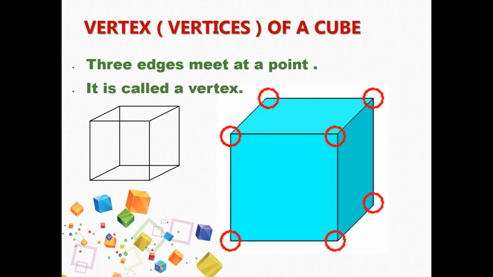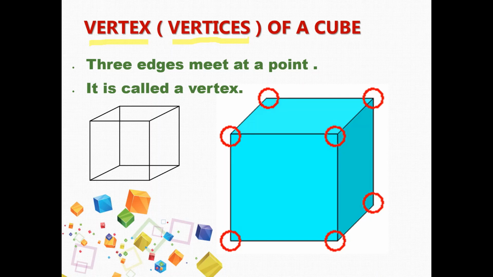Now that we have already learned how to count the edges and the faces of a 3D shape, we will learn what the vertices or the vertex of a cube are. The first thing I want to tell you is that vertex is singular, whereas vertices is plural. When you talk in singular, you use the word vertex, and when you talk in plural, you use the word vertices. So what is a vertex? A vertex is where 3 edges meet at a point, and that point is called a vertex.